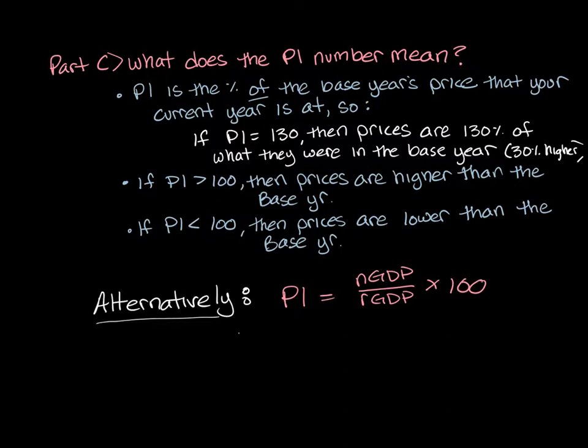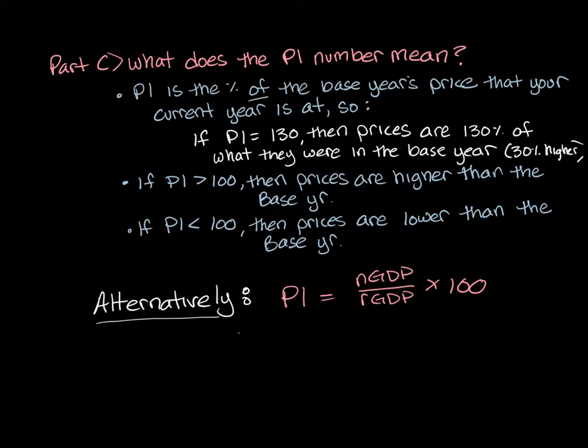So the big thing that they need to know is that the price index number, because we multiplied it by 100, is the percentage of the base year's price that the current year's prices are, whatever year you're solving for. So for example, if we came up with a price index of 130, that means that our current year's prices are 130% of the base year's prices. Not 130% higher, but 130% of the base year's prices. In this case, meaning that prices from the base year had increased by 30%.